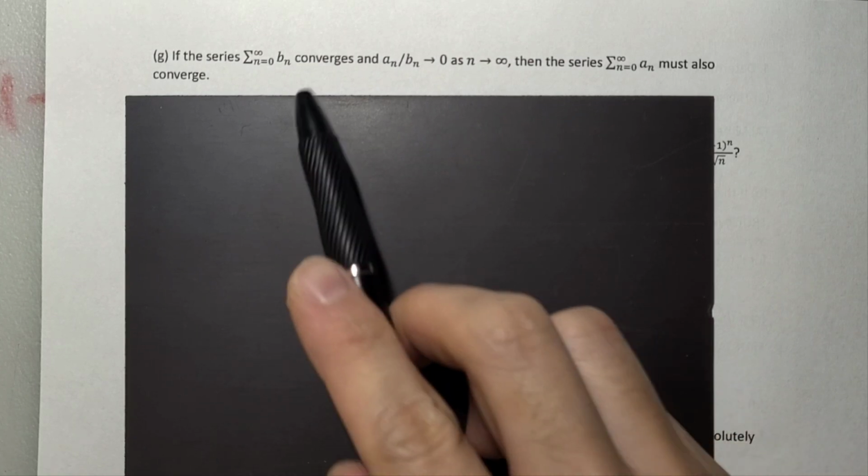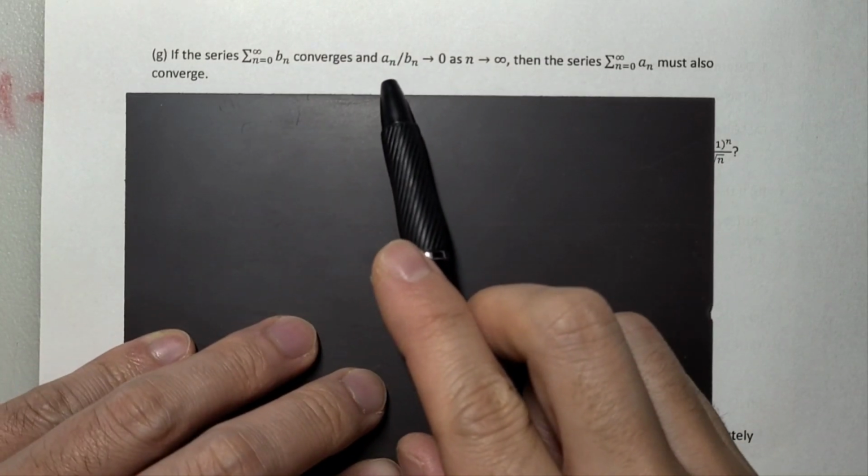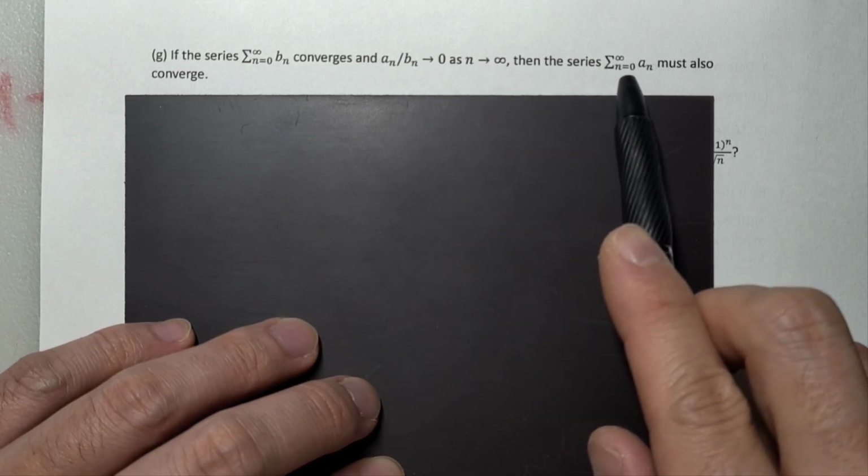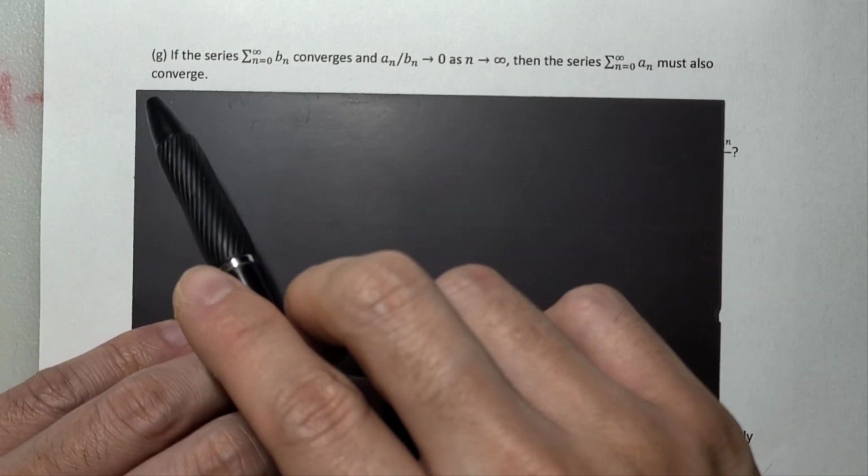Okay, now to the back, to the final ones. This series converges and a sub n over b sub n approaches 0 as n approaches infinity. Then the series must also converge. So again, this looks like something to do with the limit comparison test. Is this true? Is this false?